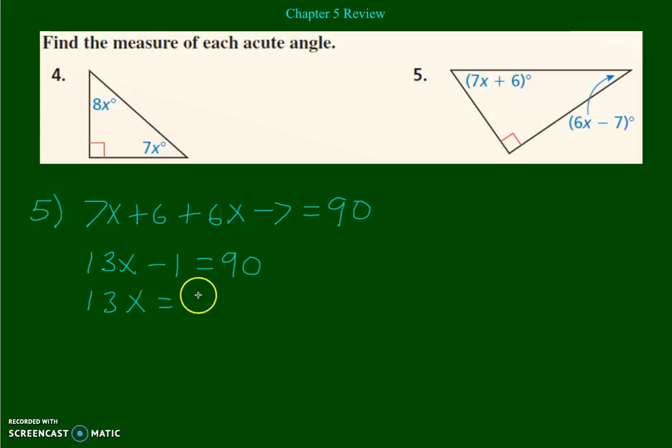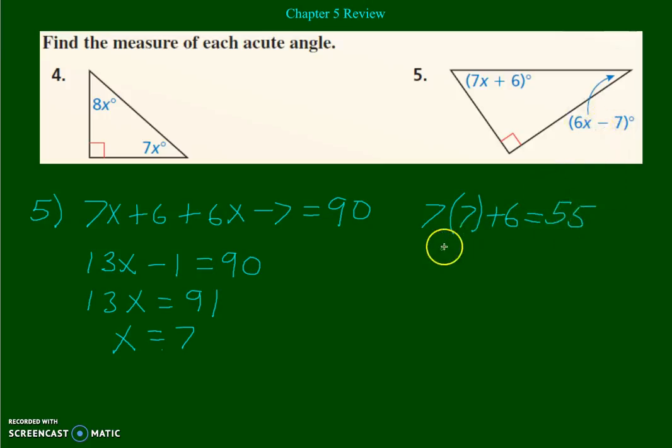13x equals 91, and we divide by 13. So x equals 7. So now we substitute this value of x into these expressions and we get our angle measures. 7 times 7, which is x, plus 6 equals 55.